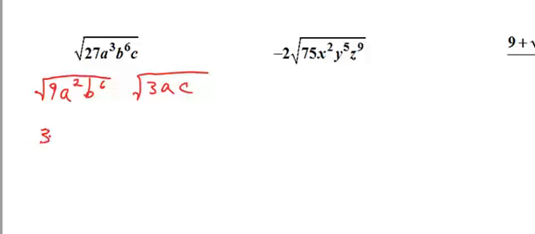Be very careful with your number. You're looking for what number squared equals 9? But with your variables, you're taking your variable and dividing the exponent by 2.